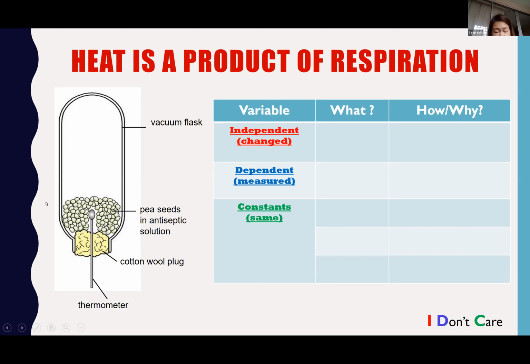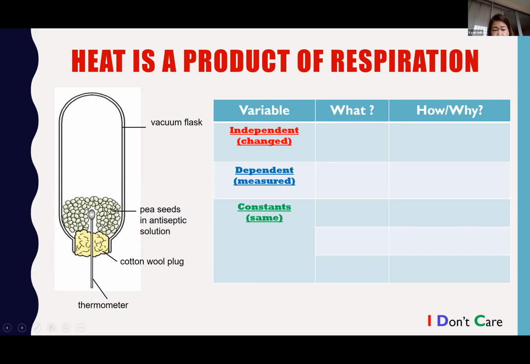So let's say we have this experiment, and heat is a product. We are measuring the temperature, the heat energy being released. So straight away I know the dependent variable is measured with the thermometer. Something that I'm measuring must be the temperature increase on the thermometer.